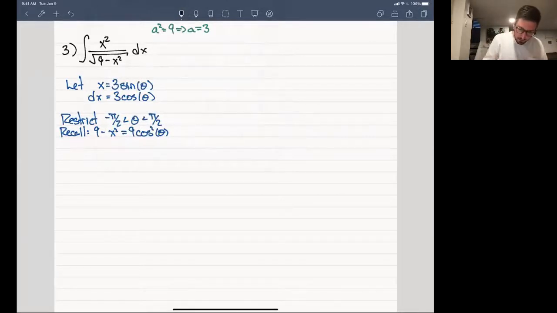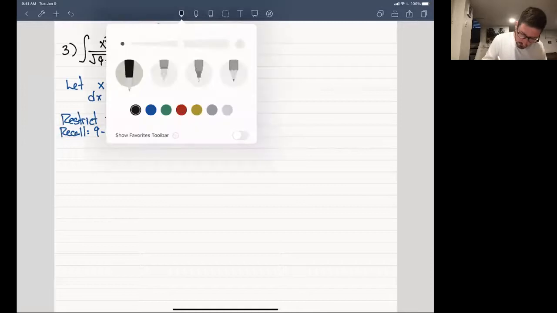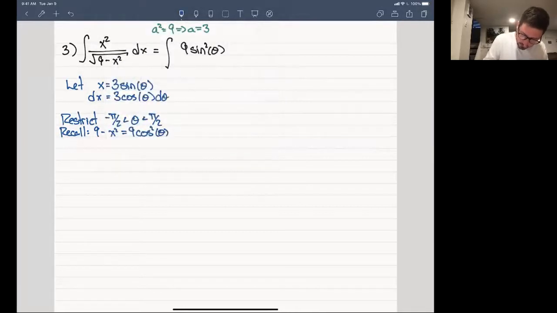So what do I get? Well, I have a substitution for x, which is 3 sine theta. So the x squared on the top of this integral becomes 9 sine squared of theta. That's x squared. Then I always forget the d theta on the end of this. d theta, sorry. The dx gets replaced with 3 cos theta.